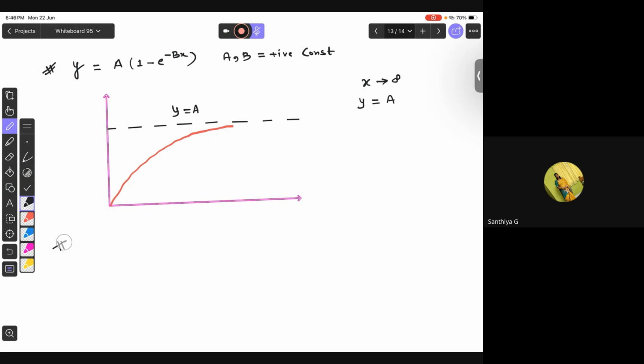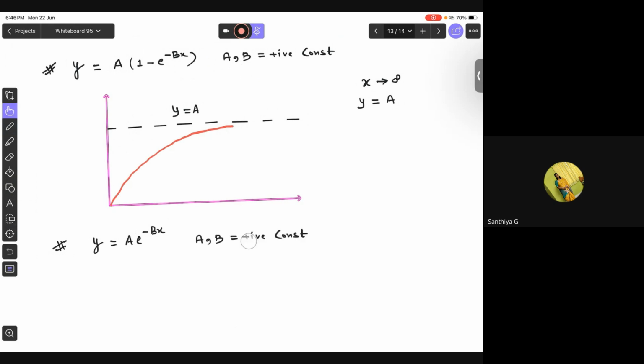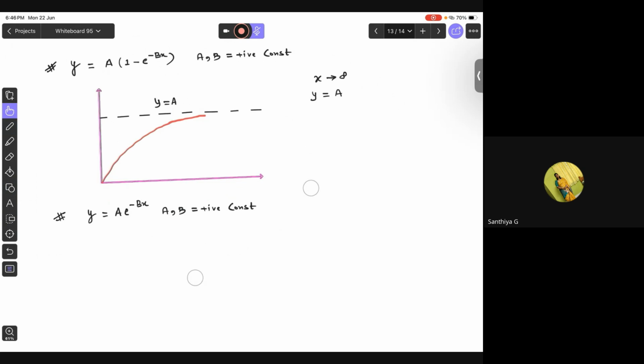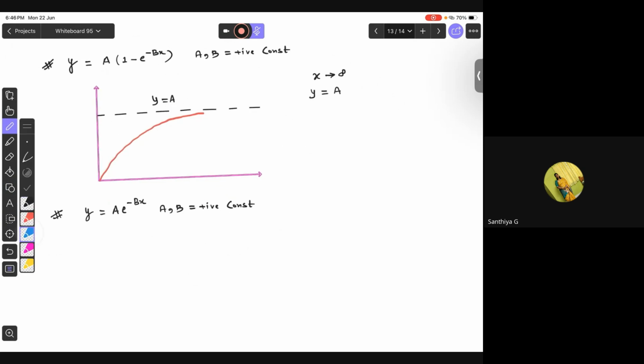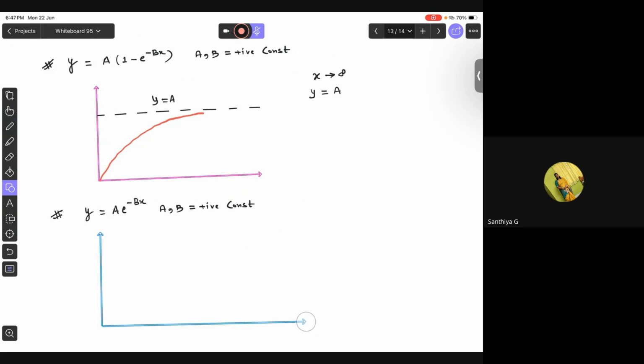Another standard graph you should know: y equals a into e to the power minus bx. Again here, a and b are positive constants. At x equals 0, y is a. And when x tends to infinity, y is 0. This graph also you should remember. These are so common that you should not forget them. In chemistry also this is so common.